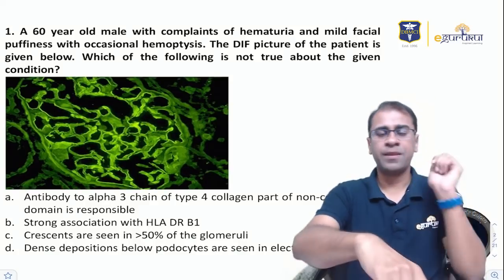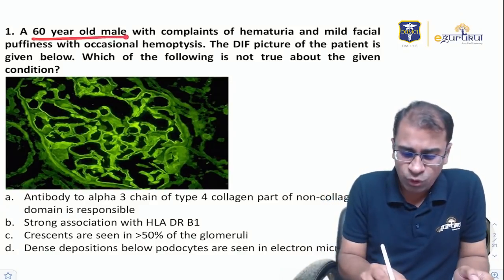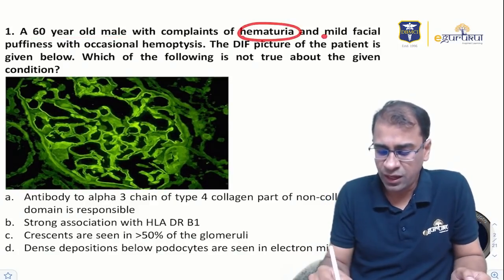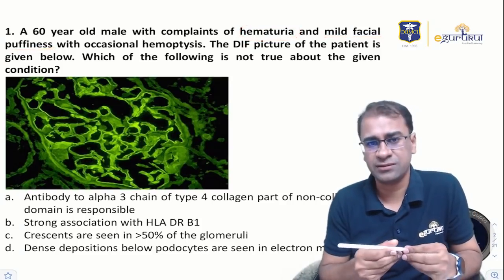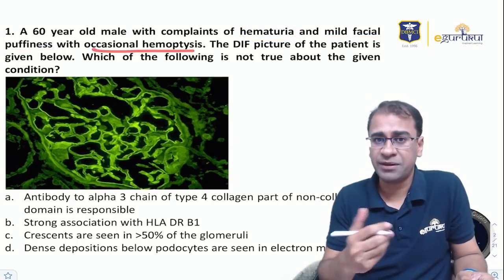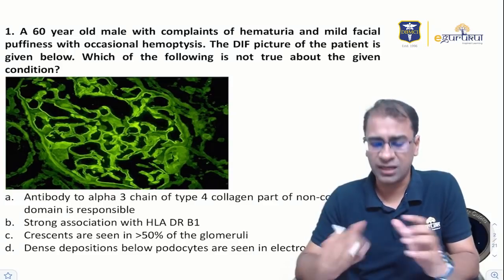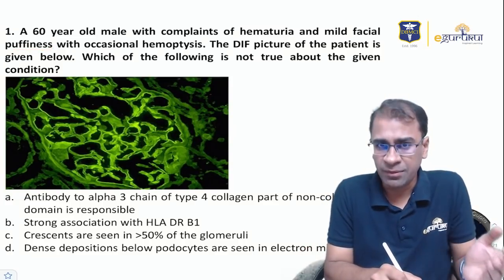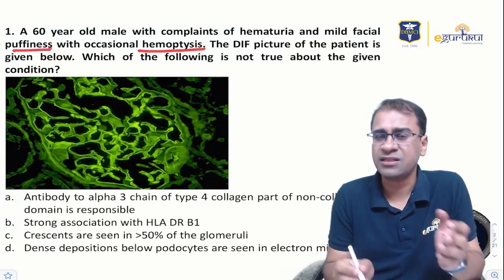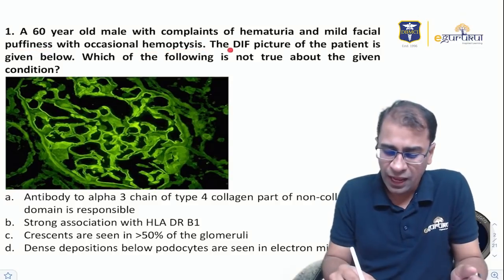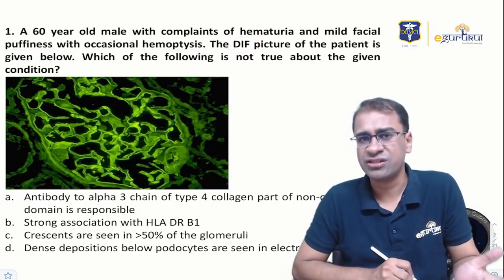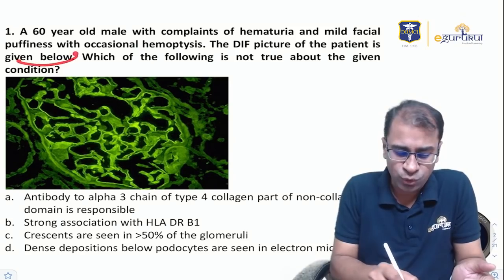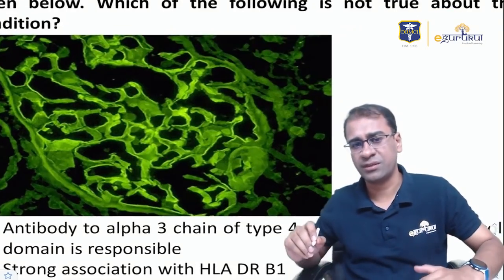Read the question. The question says, a 60-year-old male with complaints of hematuria and mild facial puffiness. Occasional hemoptysis. The combined feature that you see here is of edema. There is a hemoptysis. That means there's a lung and the kidney both getting involved. And the direct immunofluorescence, DIF is direct immunofluorescence. Picture is shown below.